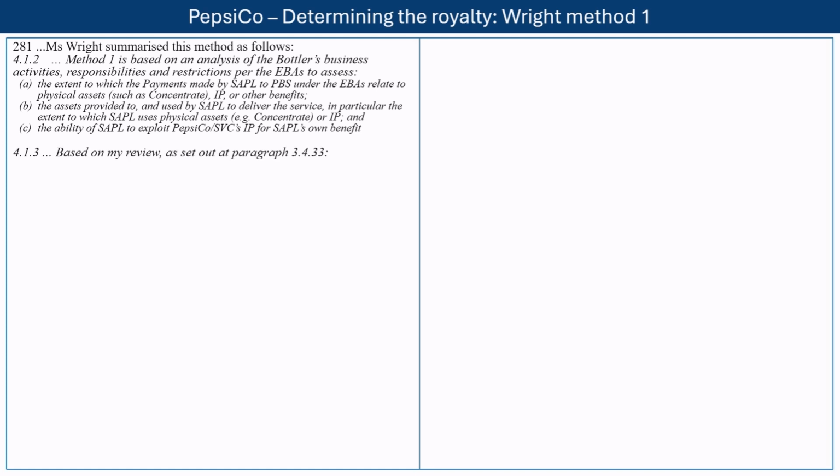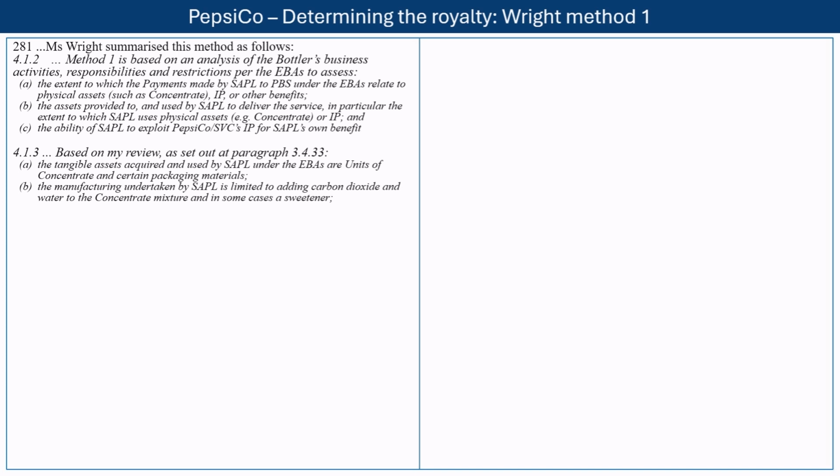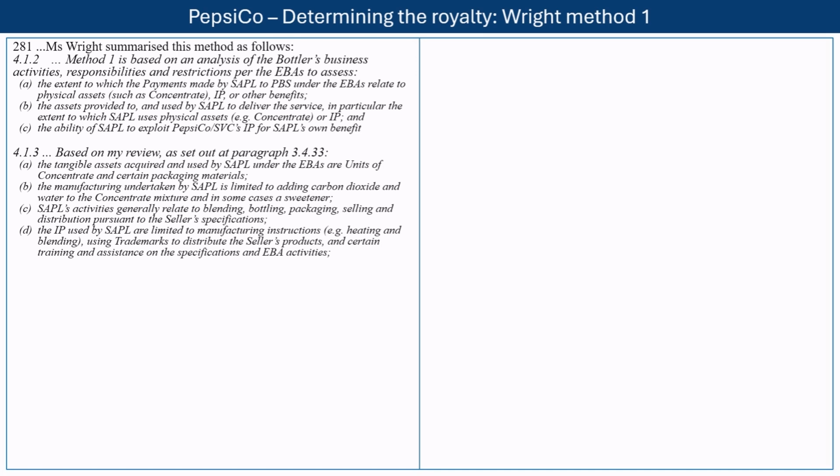Based on my review, she says, as set out in paragraph 340.43, the tangible assets acquired and used by SAPL or Schweppes are units of concentrate and certain packaging materials. The manufacturing undertaken by Schweppes is limited to adding carbon dioxide, etc. Schweppes' activities generally relate to blending, bottling, packaging, selling, and distribution pursuant to PepsiCo's specification. The IP used by Schweppes is limited to manufacturing instructions, using trademarks to distribute PepsiCo's products, and certain training and assistance. Schweppes cannot use the trademarks for any other purposes, and has limited opportunity to exploit the IP for its own benefit other than as a packager and a distributor of the product.